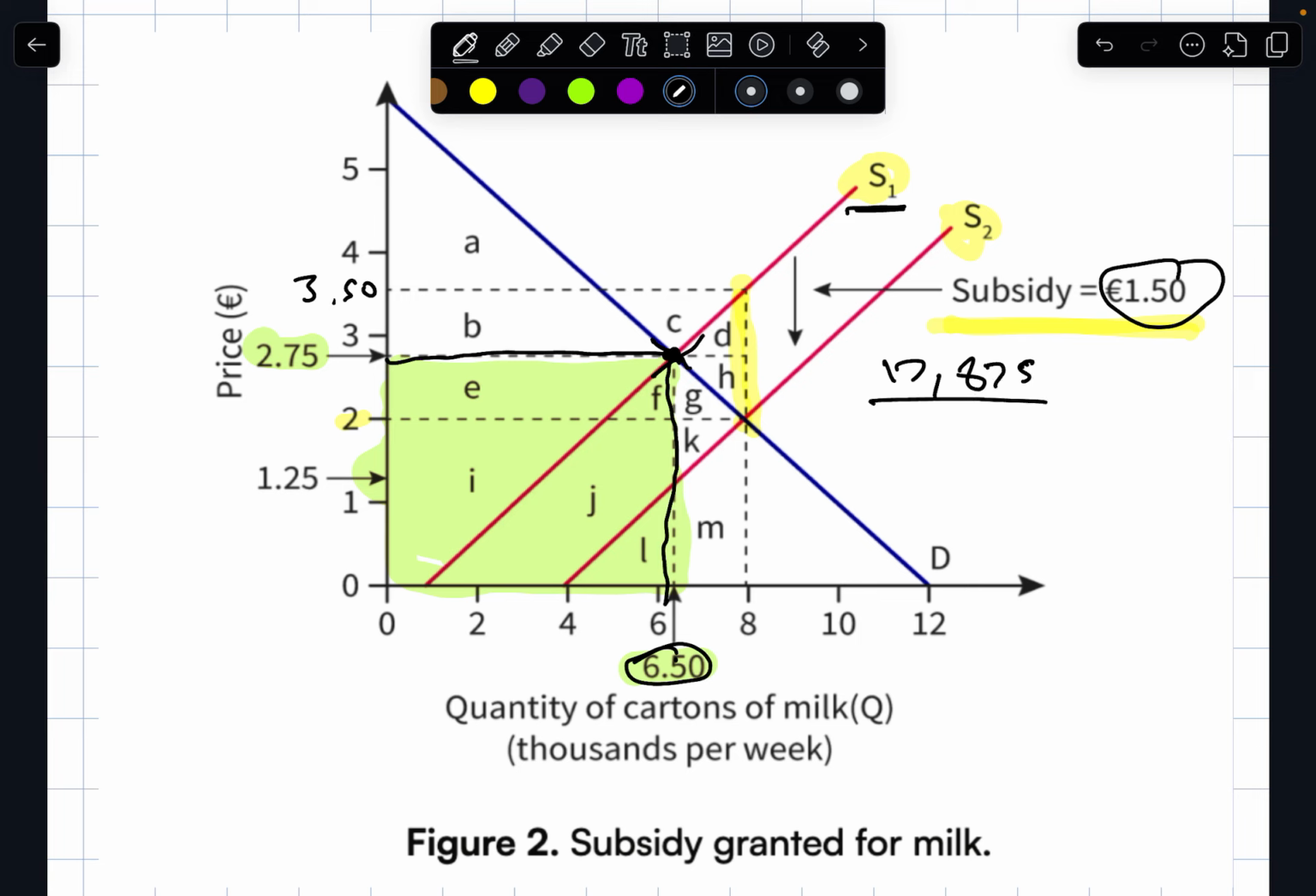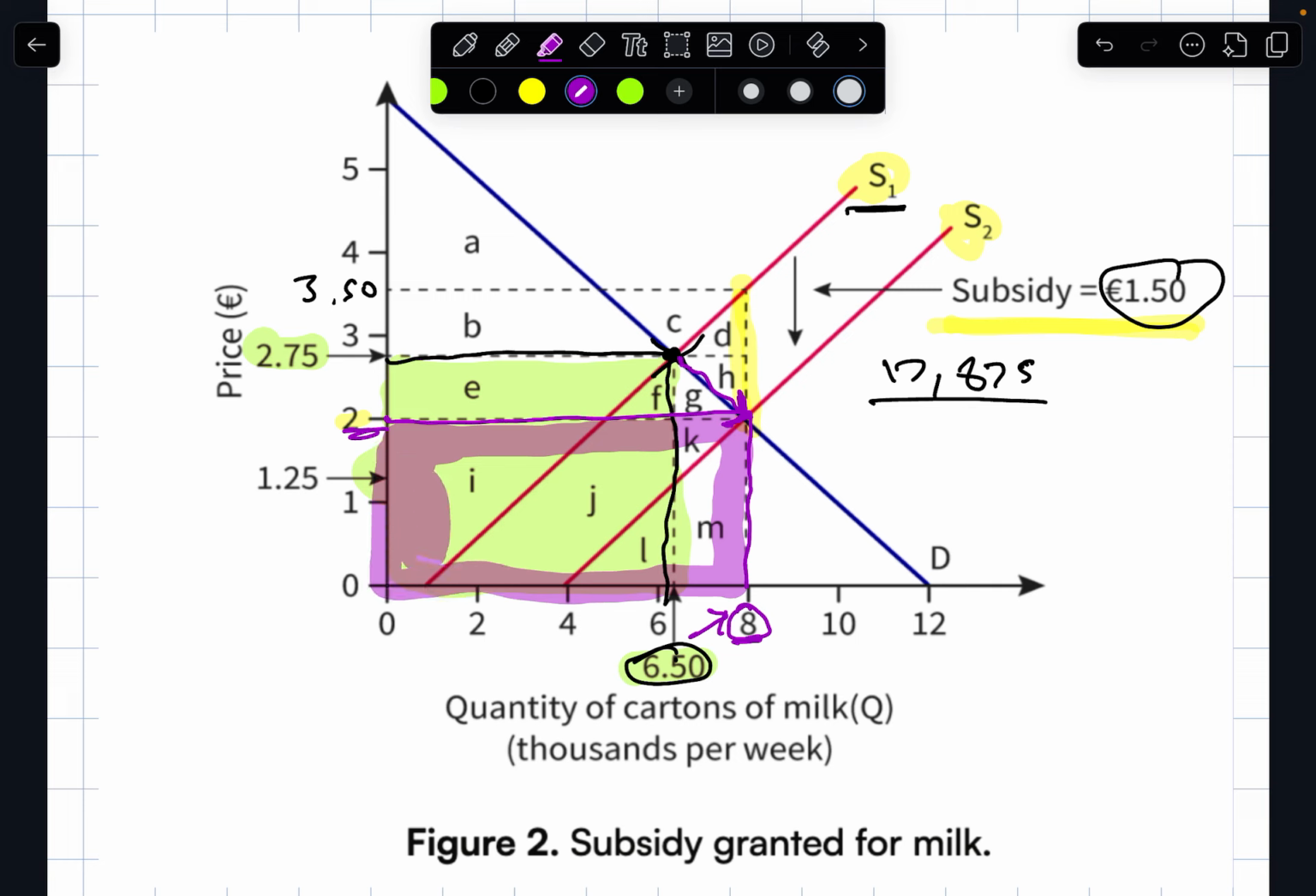Now, with the introduction of subsidies, both the price has gone down and the amount purchased has gone up. So we are now purchasing 8,000 at this cheaper price of 2. So this little purple area, which would encompass I, K, M, L, J, is showing you the new consumer expenditure, how much consumers are spending.